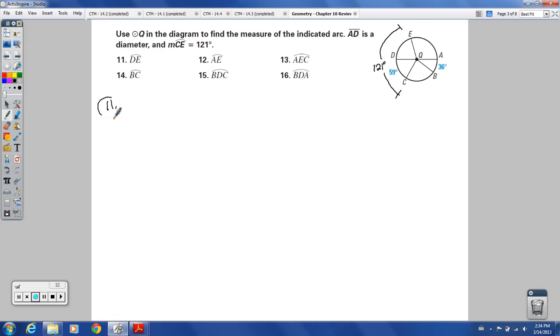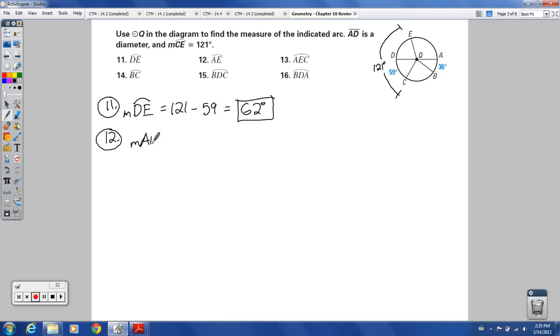So number 11, trying to find the measure of the indicated arc. We're trying to find the measure of arc DE. Don't forget the little measure sign in front of that. If this is 121 all the way from C to E, and this is 59, what's going to be left over? All we have to do is 121 minus 59, and that's going to be 62 degrees. And don't forget your degree marks as well, since these are measures of arcs.